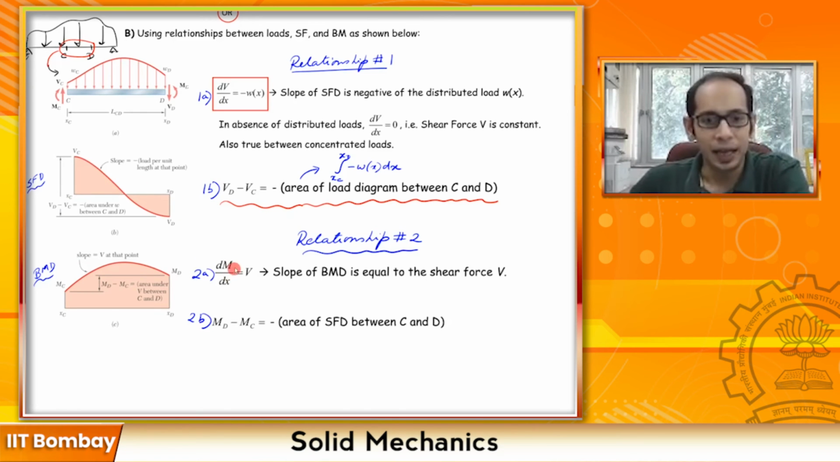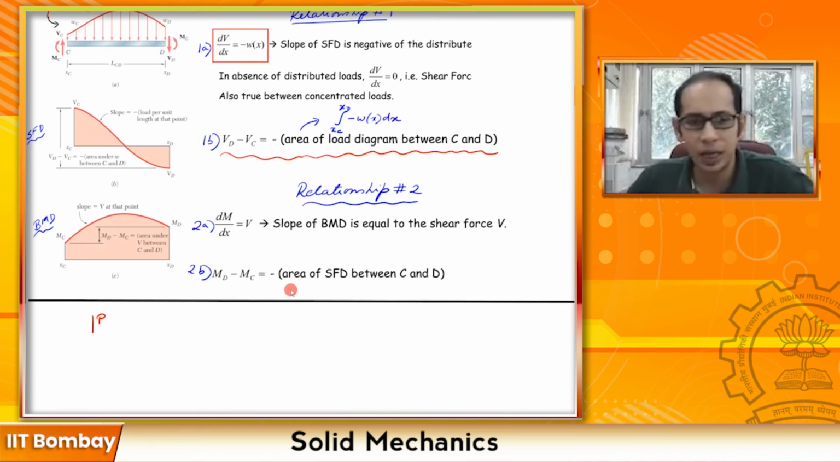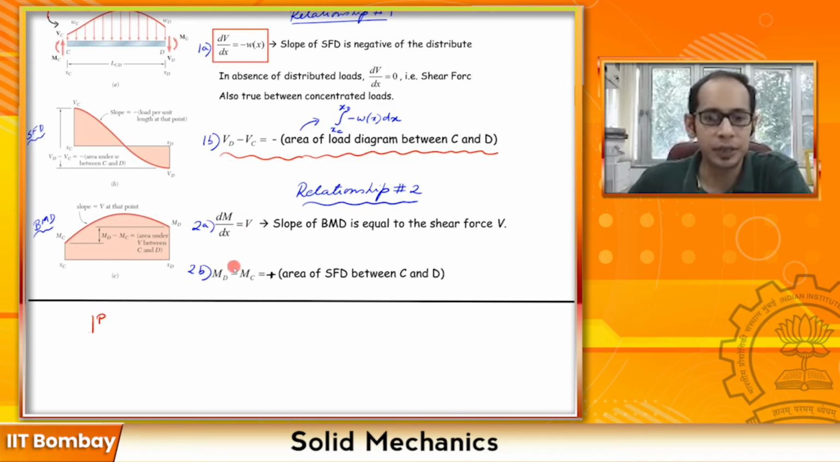Okay, and as we did in the previous one, if you just integrate this, what you get, MD minus MC, that is the difference of the bending moment between the point D and the point C, is the area of the shear force diagram between C and D. Sorry, this will be a positive, it is not a negative, because as you can tell, if you just integrate this one, so that's about the typo over here. I will upload the corrected note. So this is not negative. So it is the area of the shear force diagram between C and D.